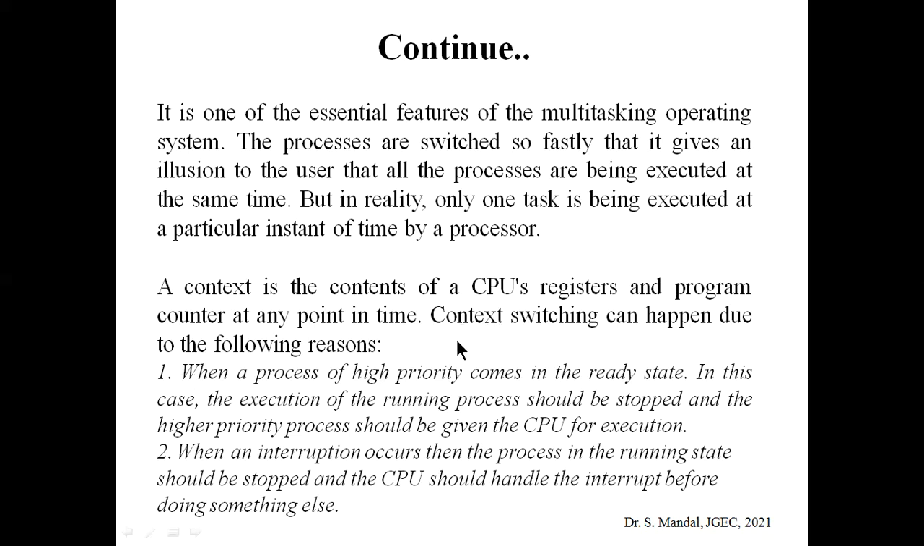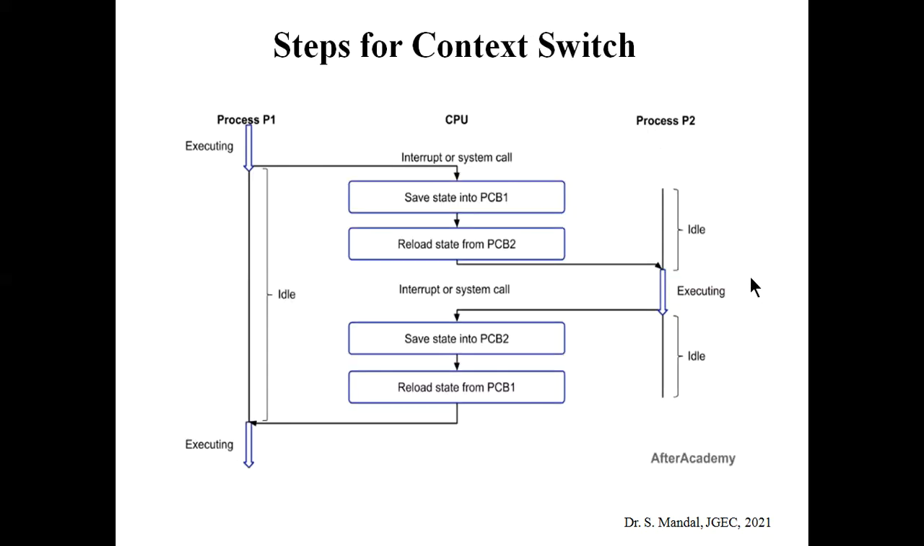What is inside the context switching? A context is the content of a CPU register and program counter at a point in time. What is the necessity of the program counter or the CPU register? Whenever we switch between two processes, we need to store the current program counter of that process or the other information related to the CPU. So we need to store them.